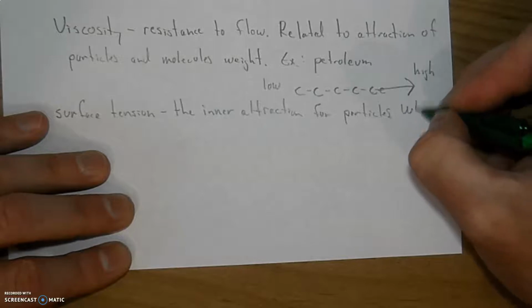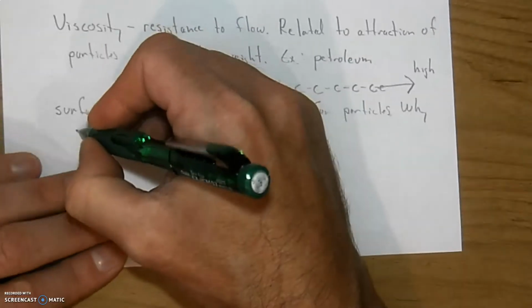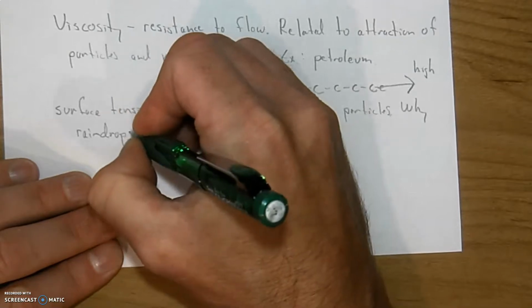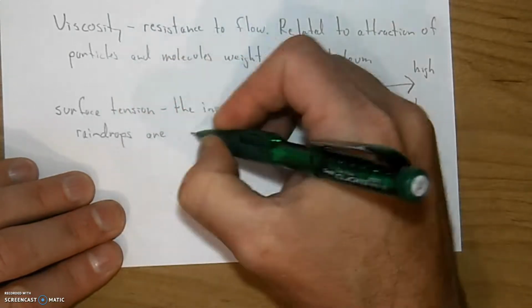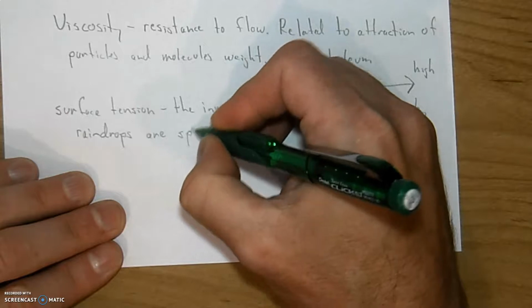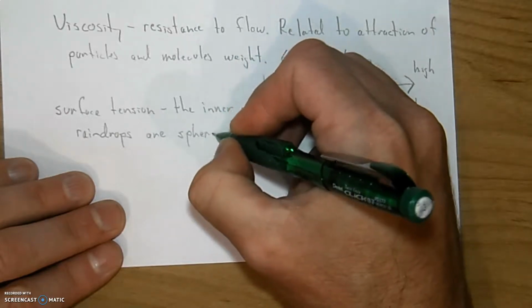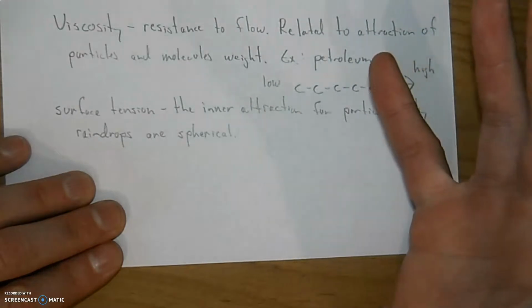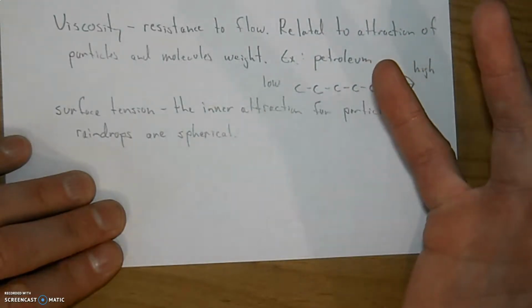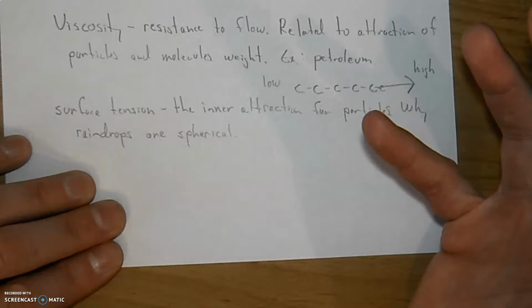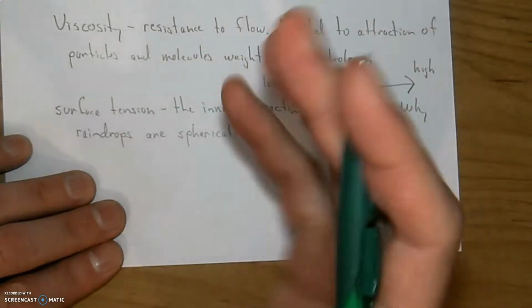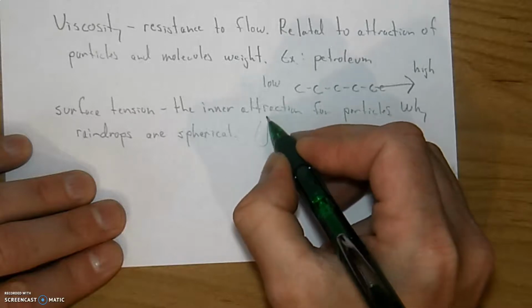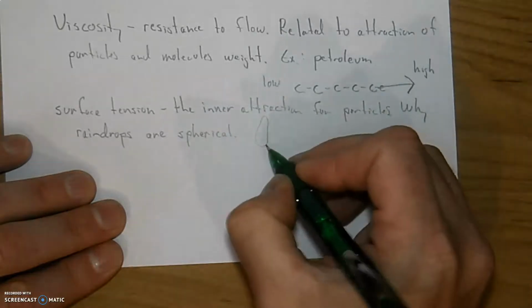So this is why raindrops are spherical. It's because the water molecules are very much attracted to each other. And in doing so, they pull together and they form spherical drops when they fall, because they are kind of attracted to each other. That's supposed to be a raindrop.